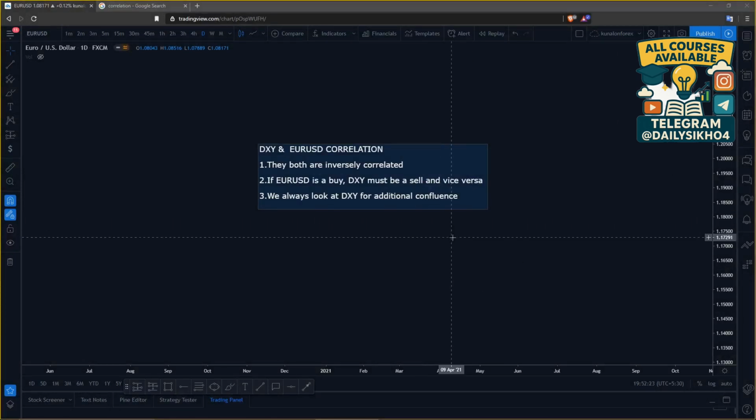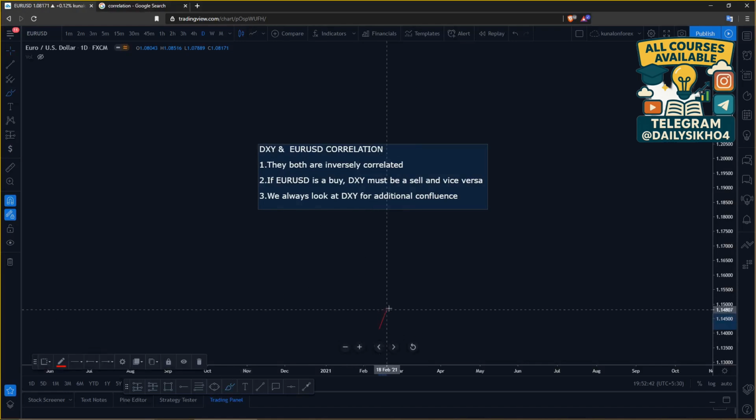In today's video we are going to speak about how DXY and Euro USD are correlated. So let's go through it. DXY and Euro USD correlation. First point is they both are inversely correlated. That means that if Euro USD is bullish, DXY should be bearish.